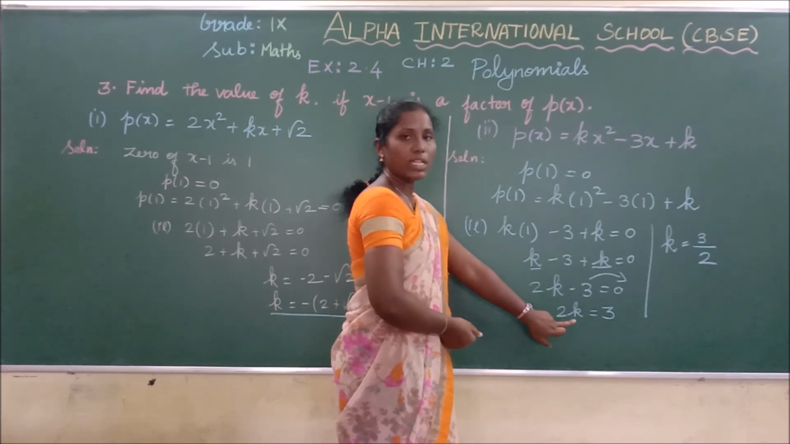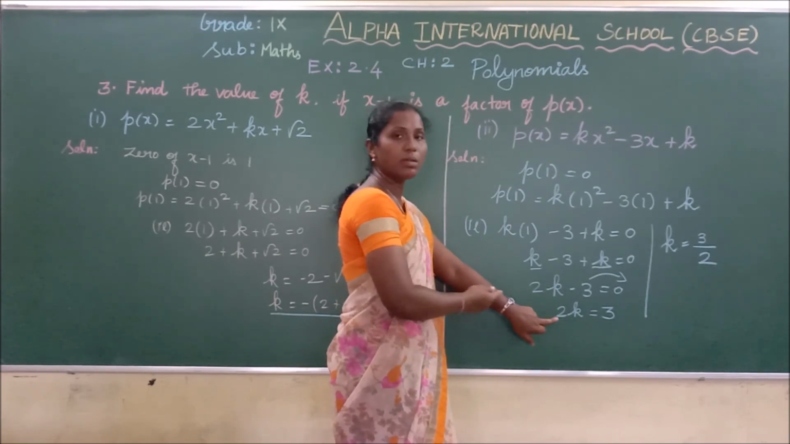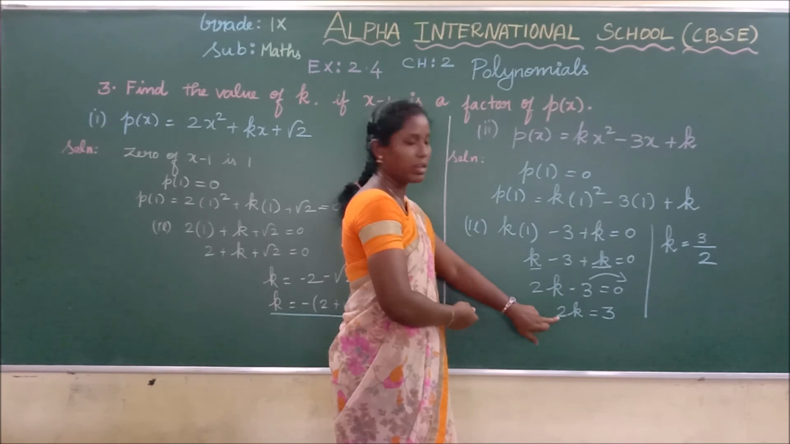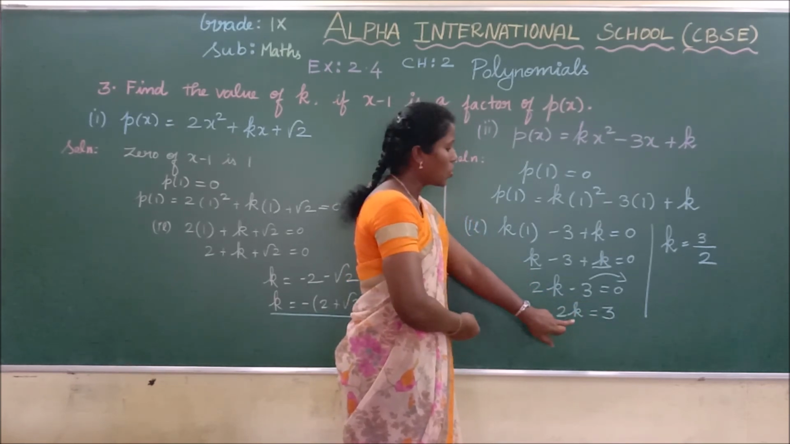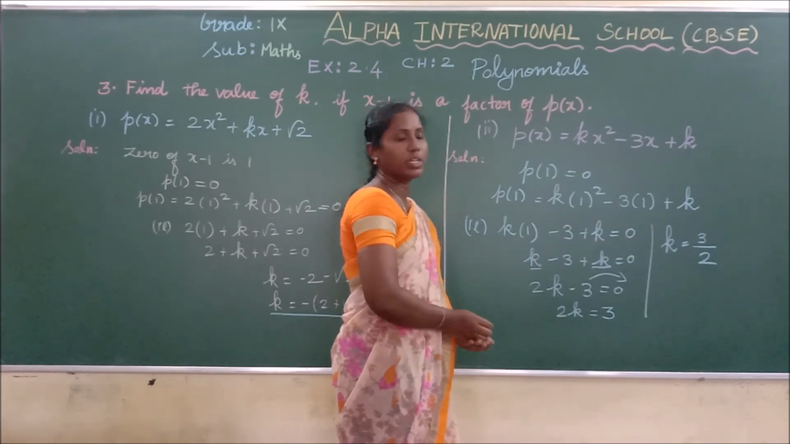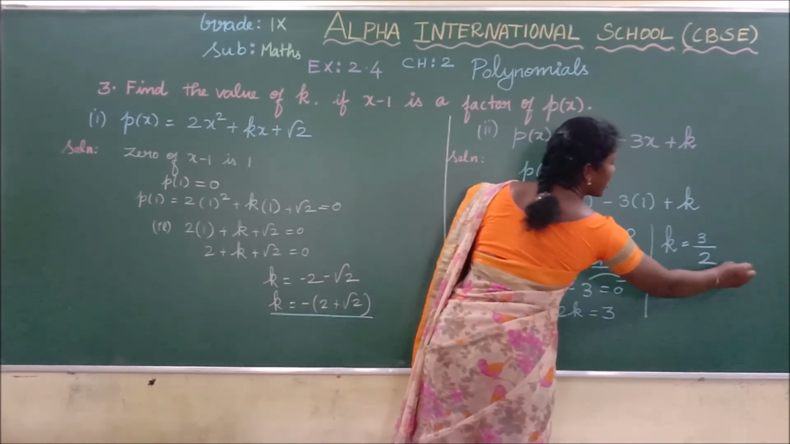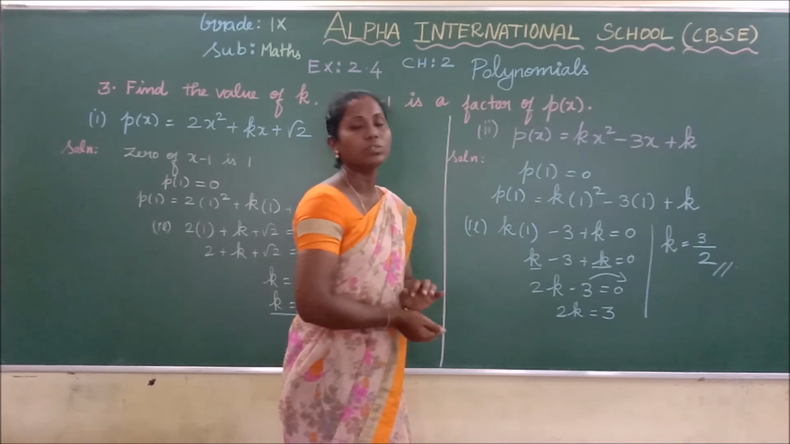I want only the value of k. So 2 is under the multiplication operation here. If it goes to the other side of the equation, it will become division. Okay, so k is equal to 3 by 2. It is not able to simplify, so that's our final answer. k is equal to 3 by 2.